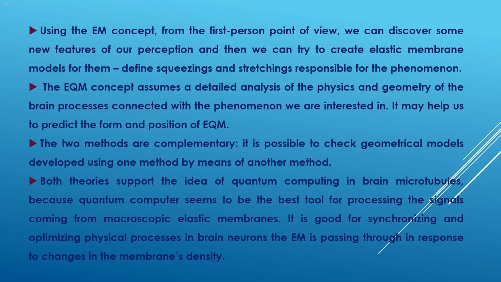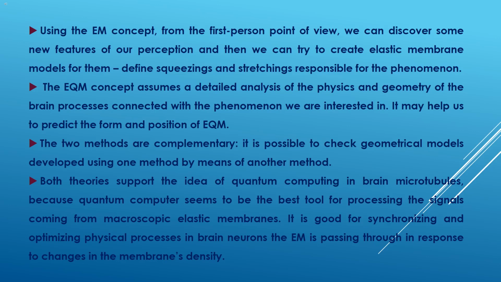From the first-person point of view, we can discover some new features of our perception, and then we can try to create elastic membrane models for them. The second method assumes a detailed analysis of the physics and geometry of the brain processes connected with the phenomenon we are interested in. The two methods are complementary. It is possible to check geometrical models developed using one method by means of another method.